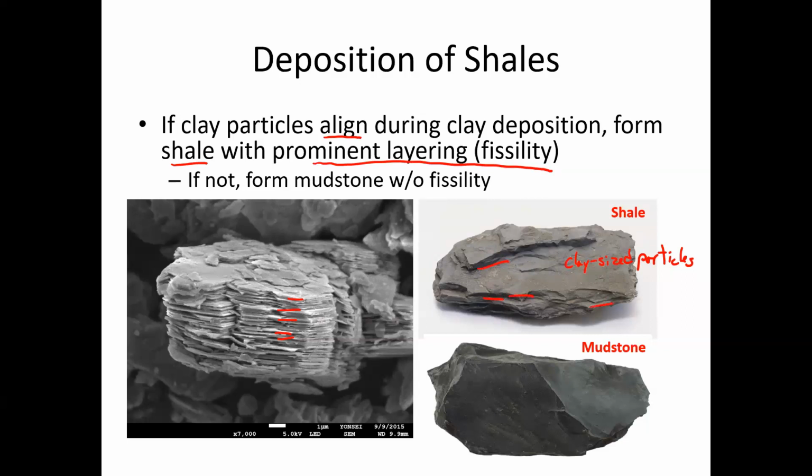Now, if those same clay particles are dumped out and they don't have time to settle and align themselves, they will form mudstone instead. That mudstone doesn't have any chippiness to it, so it doesn't have fissility.